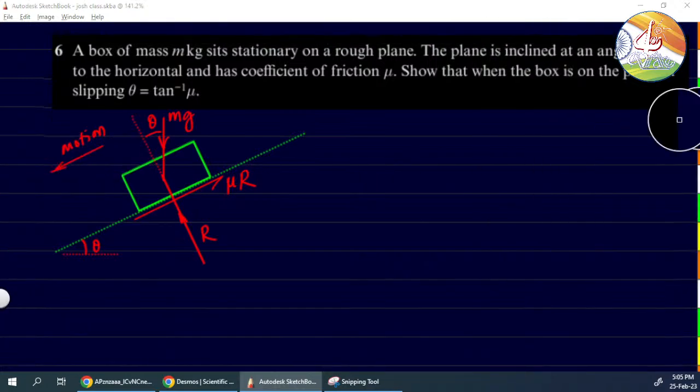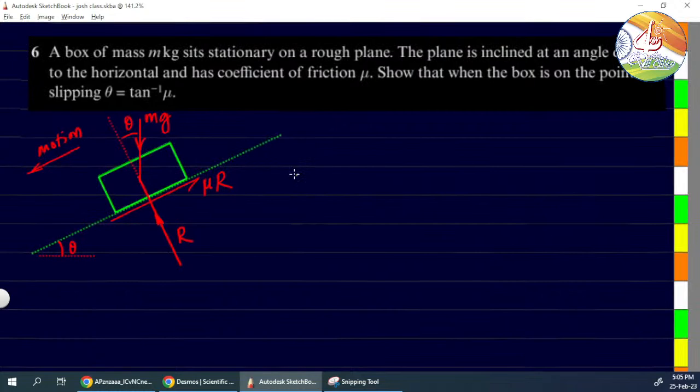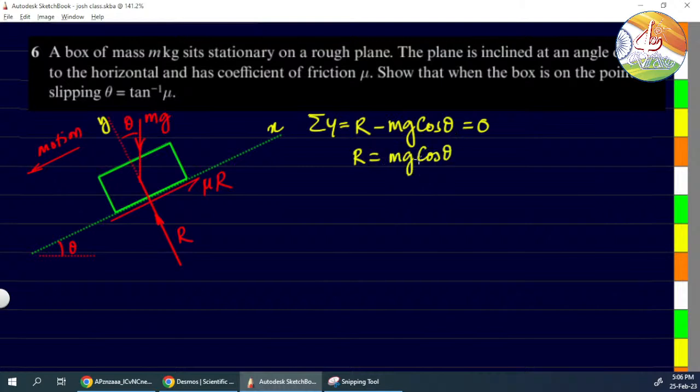Now we again have to take x axis, y axis. So shall we start with the y component, sigma y? So sigma y, what are the components? R is acting upwards. The component of mg, that is mg cos theta, is acting opposite to the y direction, so minus. The friction is along the x axis, it won't have any y component, so the total should be 0. R will be mg cos theta.